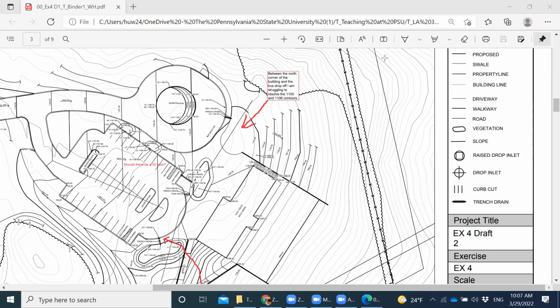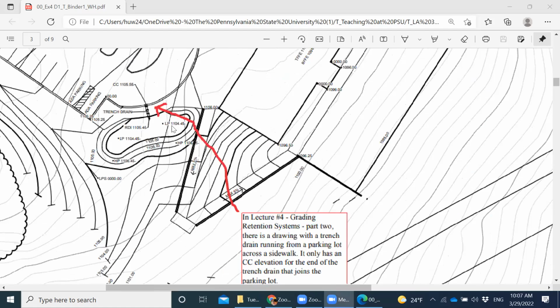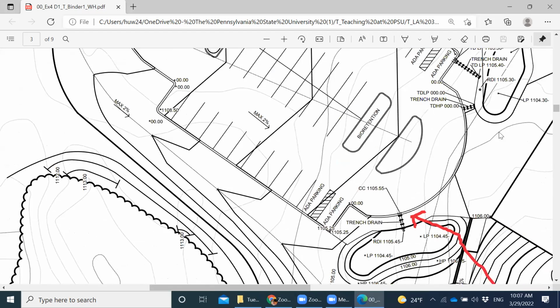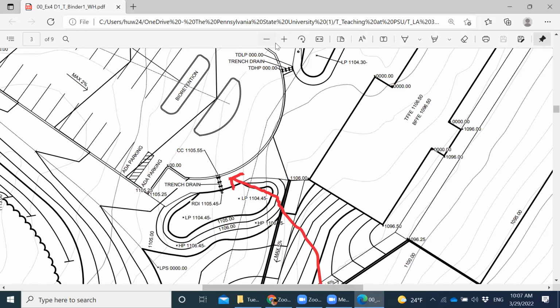And let's move down. Part 2 with the trench drain running from the parking lot to the sidewalk. In your situation, let's zoom in. Let's find the lowest elevation first. So how do you find the lowest elevation in order to find out where you should have that trench? Use this, blue. You want to find the lowest point, which would be somewhere here. That's your lowest point.